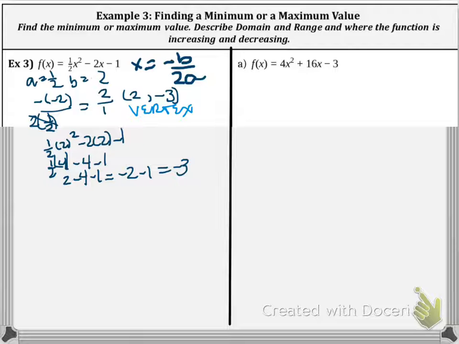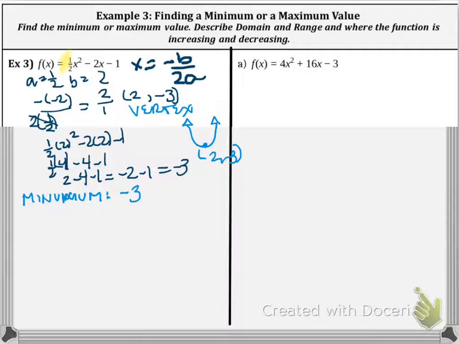So we know that number 1, this parabola opens up because it's a positive value. A is greater than 0. So because we know that, we can say that our parabola does this. It is opening up. So then we know that this is a minimum point. And our minimum is the y value of the vertex. That vertex again is 2, negative 3. So the minimum point is minimum at negative 3.